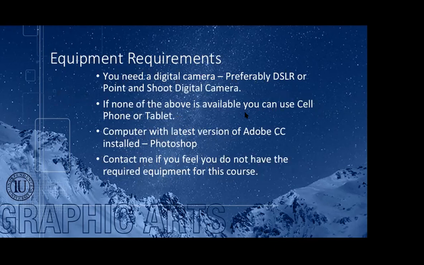All right, so basically the requirements for this class is you need a digital camera, preferably a DSLR or a point and shoot digital camera. It's supposed to be in the 90s, yikes. If none of the above is available, you can use a cell phone or tablet, and a computer with the latest version of Adobe CC installed, so Photoshop is what's needed. Let me know if you don't have any of the required equipment for the course.